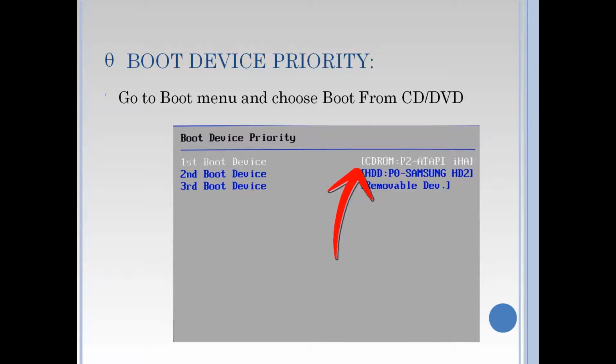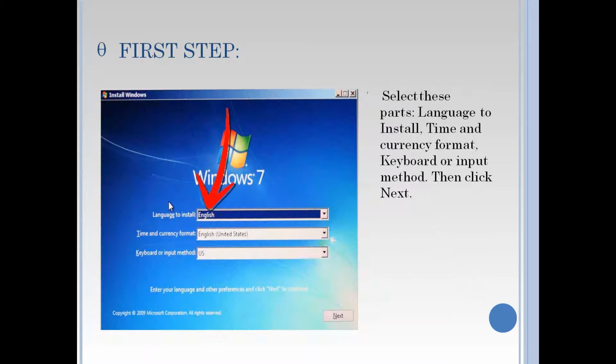After that you should save and exit, and then your computer is going to restart. As soon as the computer is restarted, there we go, and here we see that Windows is loading files, that the Windows operating system is about to start. The very first step is the language selection on the Microsoft Windows 7 installation, the time and currency format, and the basic keyboard input method. Then we have to click next.